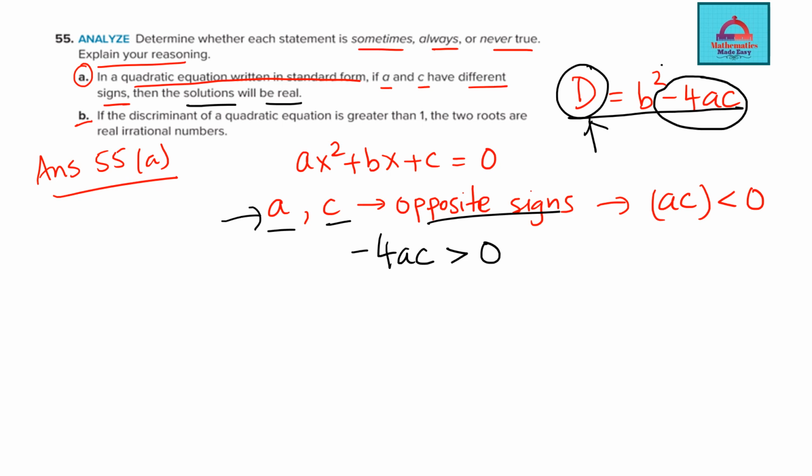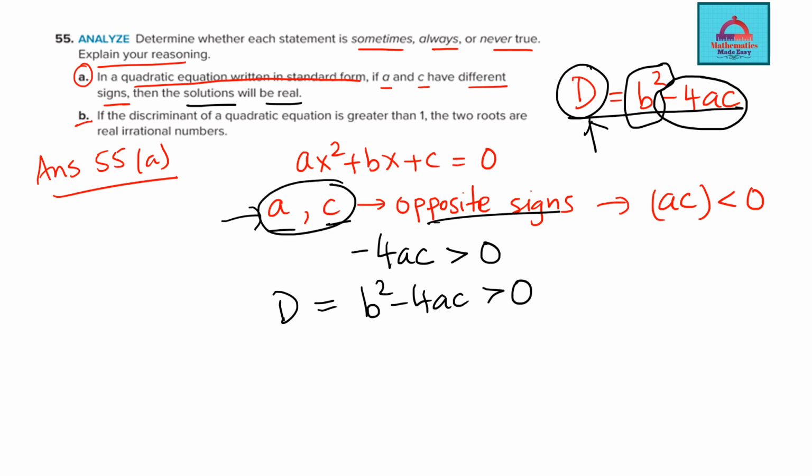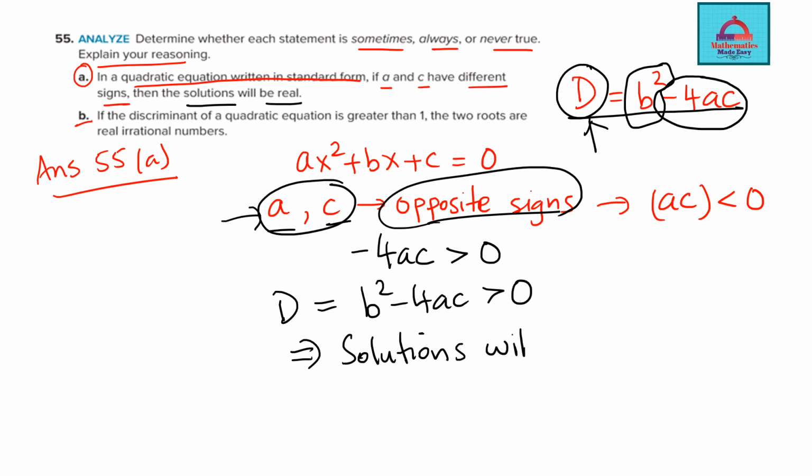Also, b squared, if I add to this, b squared is the square of a number. It cannot be negative. Therefore, we can easily and confidently say that this discriminant value, in the case when A and C have opposite signs, will always be positive. So if this is happening, that your discriminant is coming positive, can it be negative in any case? No, never. It cannot be negative. Therefore, the solution can never be imaginary. And if discriminant is positive, then we are very sure, we are very confident that the solutions will be real.